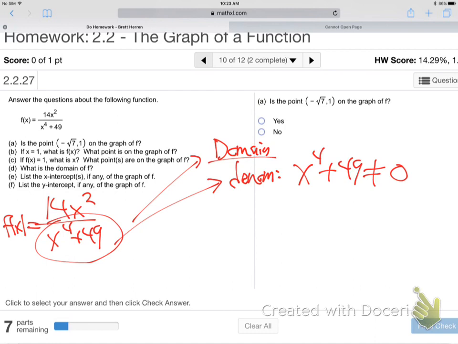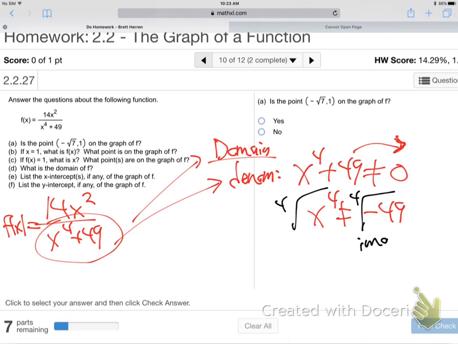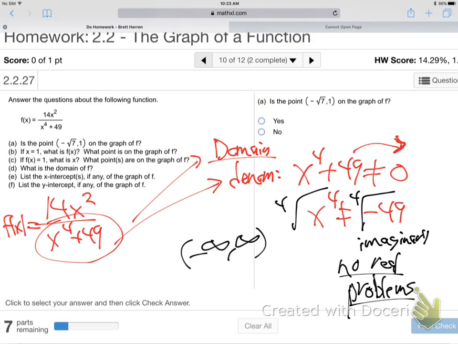If I bump this to the other side, I get x to the fourth is not equal to minus 49. Now, what could I do now? You could fourth root it if you want. What's going to happen with a negative and a root? It's imaginary. Meaning there's no real problems. All the problems of this function are imaginary. There's no real problems, so the domain is anything goes.